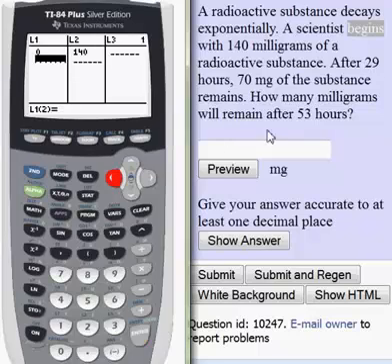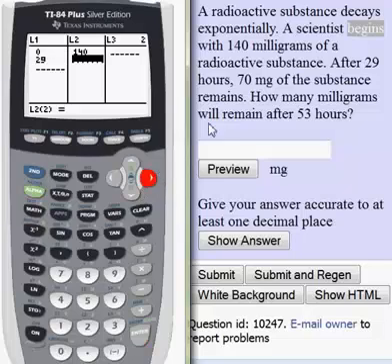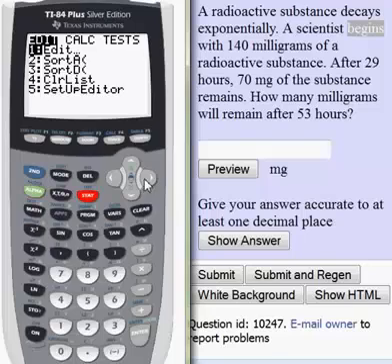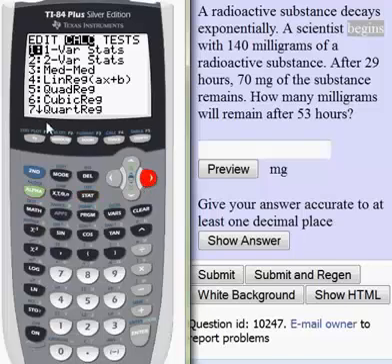I'm going to left arrow over. It also says after 29 hours, so I'm going to type in 29, press Enter, then right arrow over. It says after 29 hours there's 70 milligrams left, so press 70, press Enter. Now I have the data in. It takes 2 points at minimum to find the equation of an exponential. And if I want exponential regression, that can be obtained by simply pressing Stat, right arrow, and then option number 10, which can be accessed just by pressing 0.